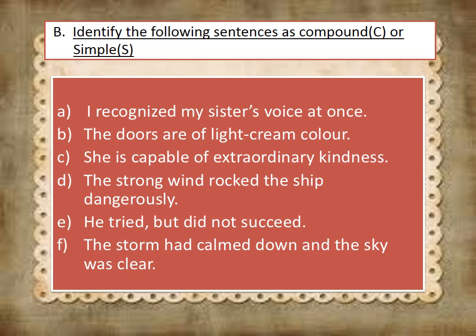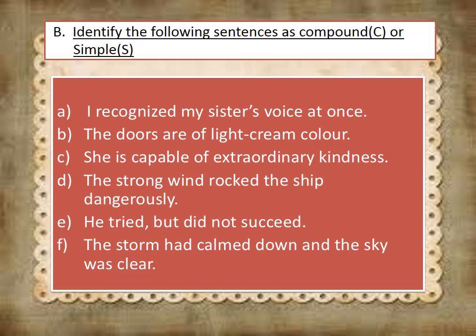Students, let's attempt the first sentence. Sentence A. I recognized my sister's voice at once. Here the subject is I and the finite verb is recognized. Since this sentence has one subject and one finite verb, it is a simple sentence.